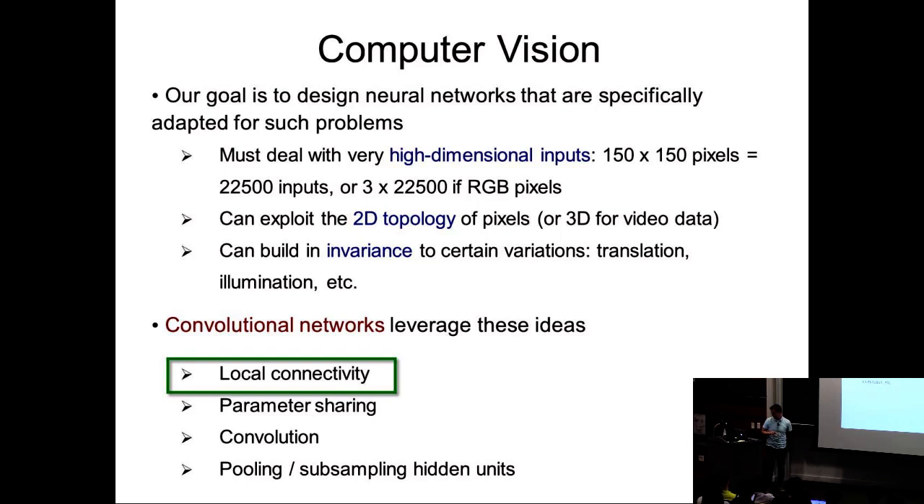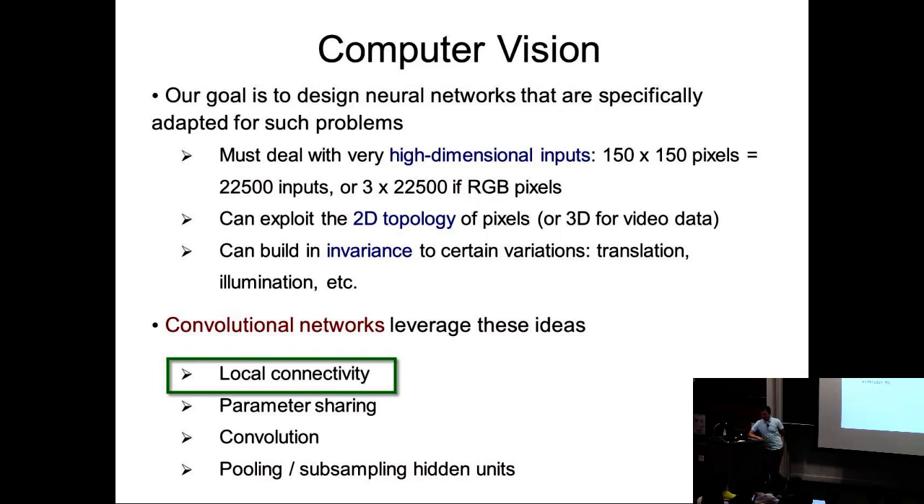It becomes tough, right? And so you have to be able to exploit the 2D topology of pixels, or in many cases, if you're working with video data, sequential data, you have to be able to exploit the 3D topology for the video data, right? These pixels are not just random perturbations. They have spatial correlations. So the goal for us is going to be to exploit that.